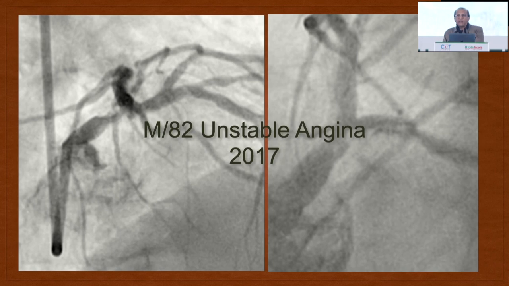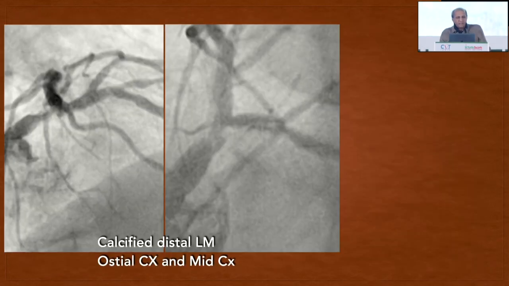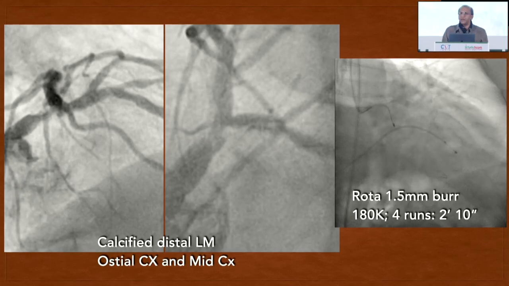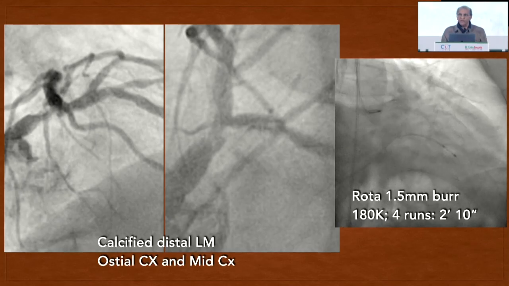So here is the story of an 82-year-old who presented to me with unstable angina in 2017. You can see that he's got a heavily calcified distal left main that progresses into an ostial circumflex lesion. And further on in the proximal circumflex, there is more stenosis at that OM branch. Because it was calcified, our IVUS catheter failed to cross. So our device of choice is rotational atherectomy. We use a 1.5, which is our default burr in most of these cases.